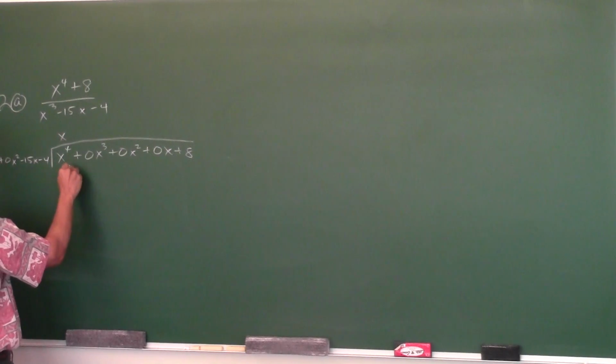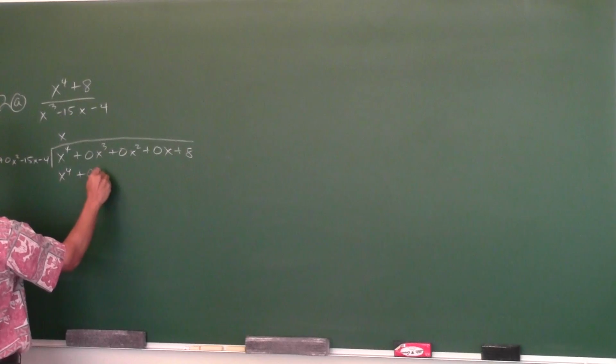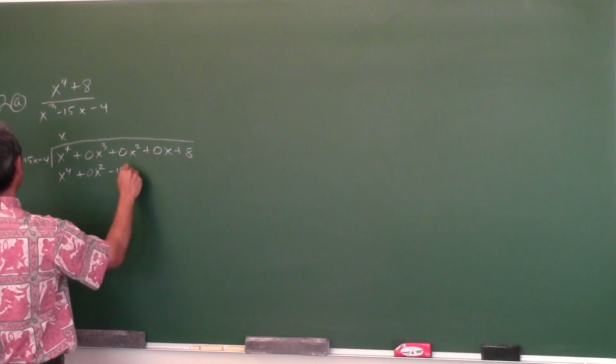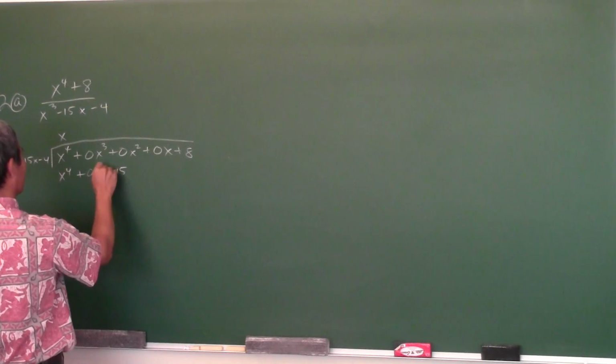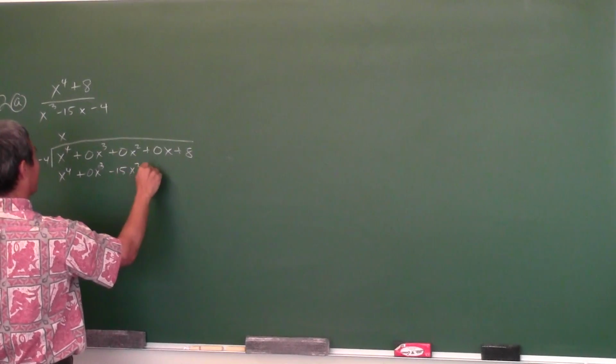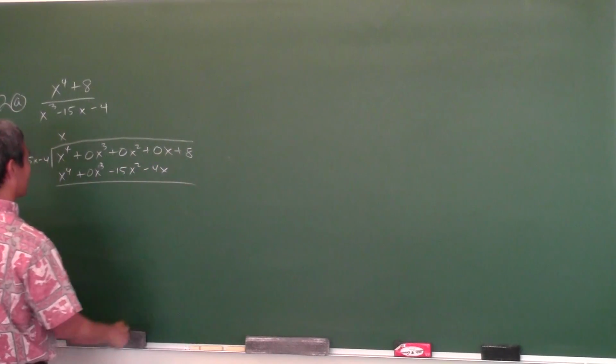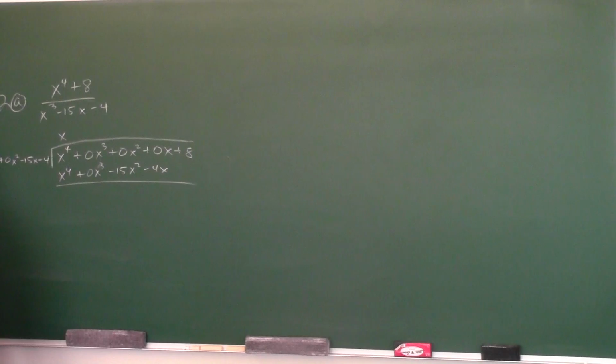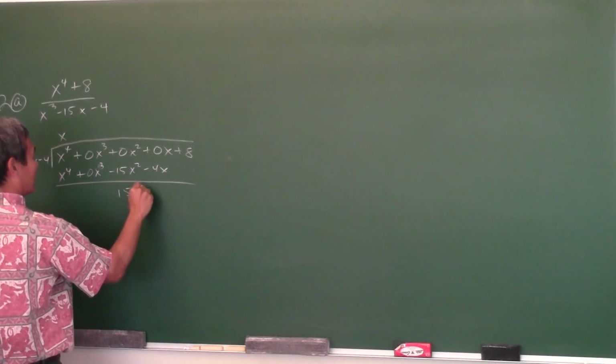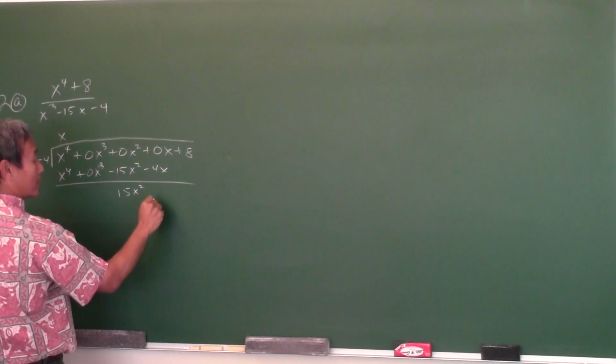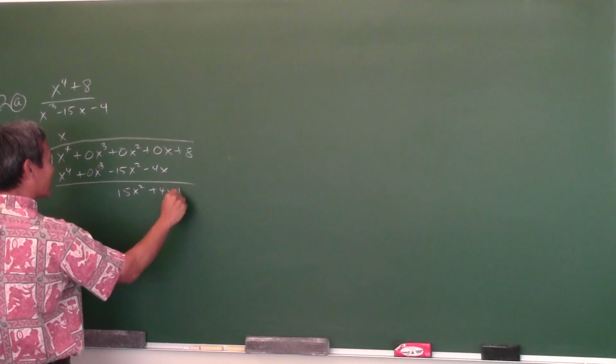X. So then you get x to the 4th plus 0x squared minus 15x squared minus 4x. Subtract. 15x squared. Minus 4x or plus 4x? Plus 4x. You're subtracting, that's why.